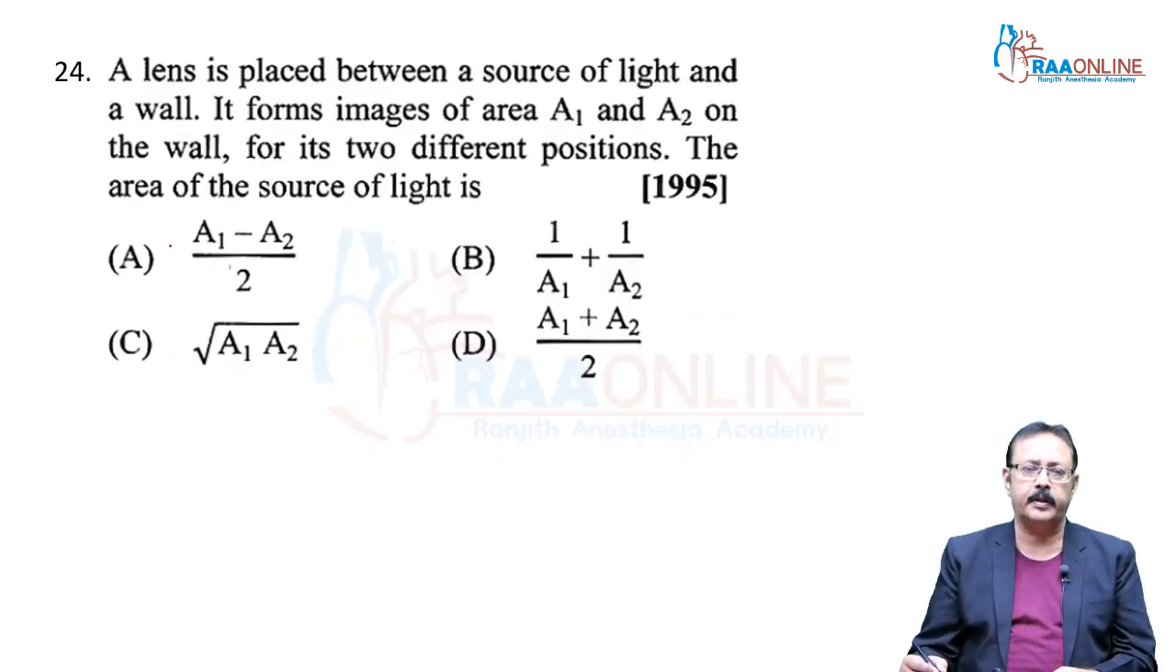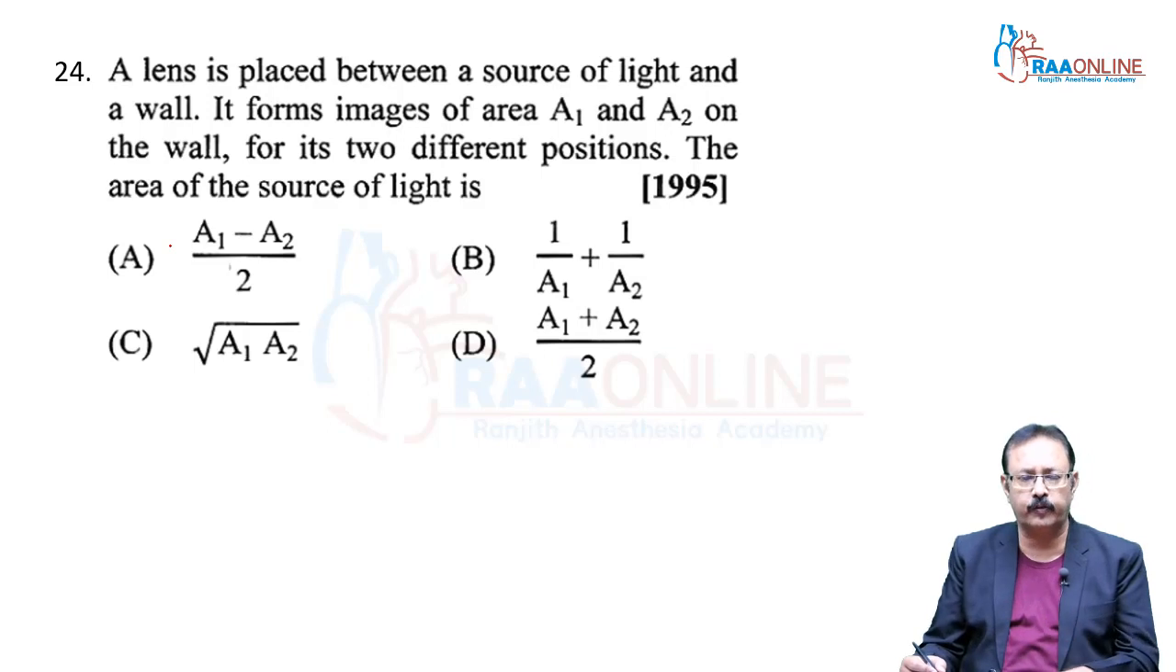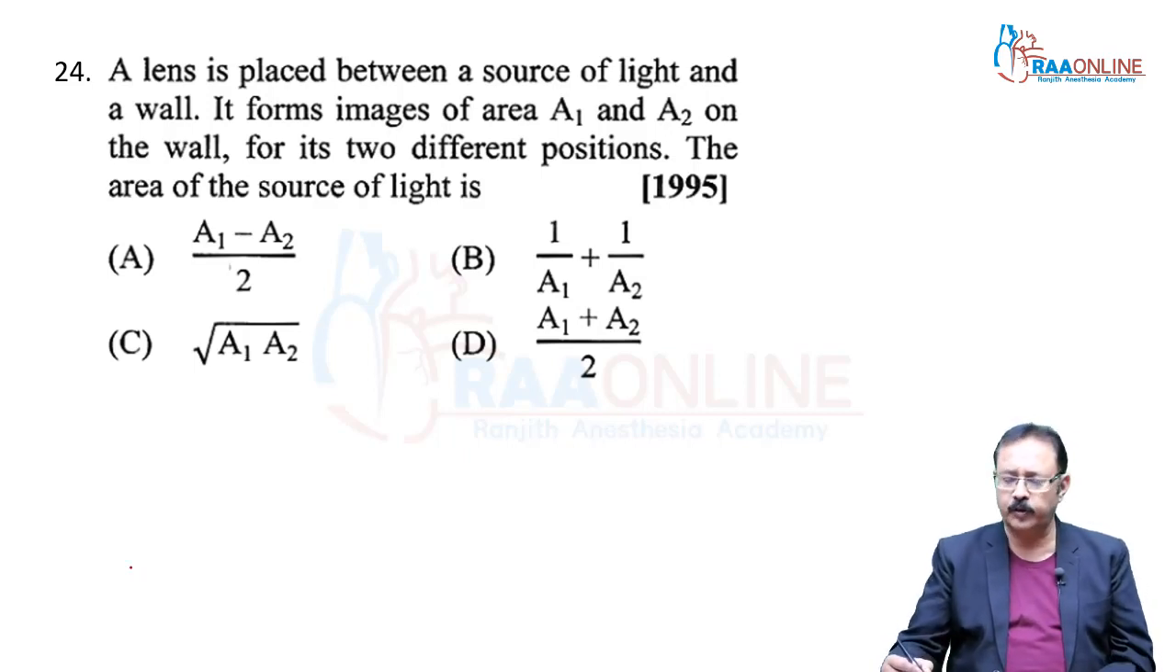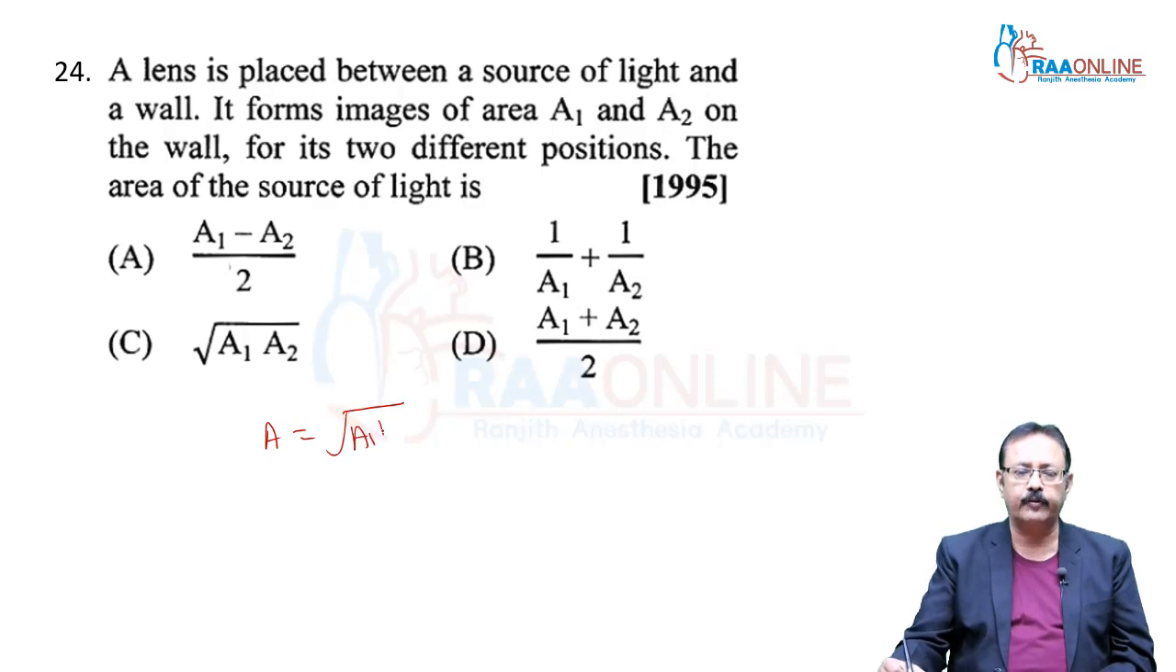1995 AIPMT, a lens is placed between a source of light and a wall. It forms images of area A1 and A2 for the two different positions. The area of the source of light is root A1 A2. It is a direct formula they are asking, so we will go with C.